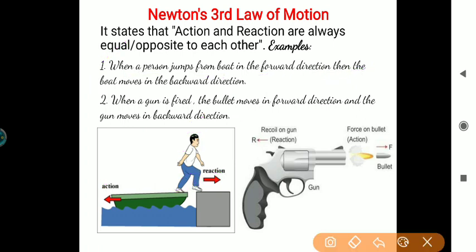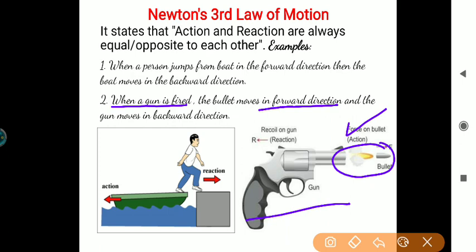Next example, when a gun is fired, the bullet moves in the forward direction. This is a gun, the bullet is fired, so this is the action. According to Newton's law of motion, action and reaction are always equal and opposite. That means the magnitude is equal but the direction is opposite. So this is the action, and the reaction is in the opposite direction, and the gun moves in the backward direction.